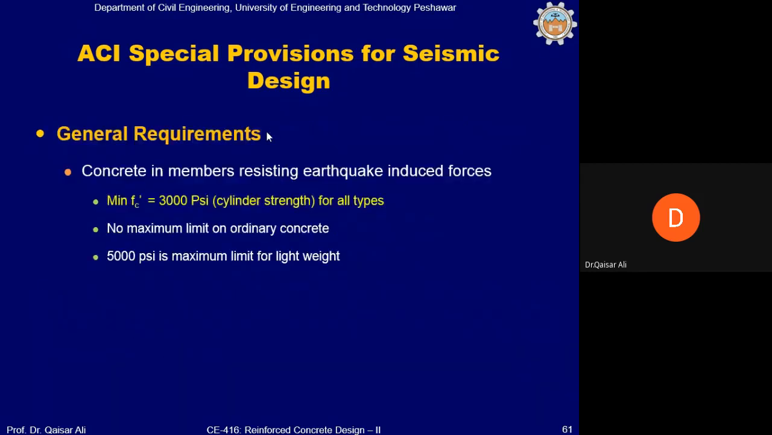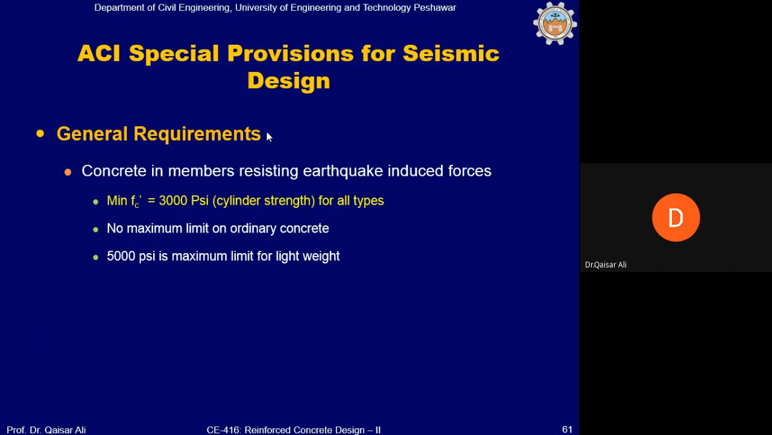So one of these provisions for efficient connections is the concrete strength. That concrete strength shall not be less than 3000 psi anywhere in the frame structure. Mid-span, connections, everywhere, the compressive strength coming from the cylinder test should be at least 3000 psi for all types of frames. There is no maximum limit on ordinary concrete. If ordinary concrete is to be used, 12,000, 10,000 psi, any strength can be used.